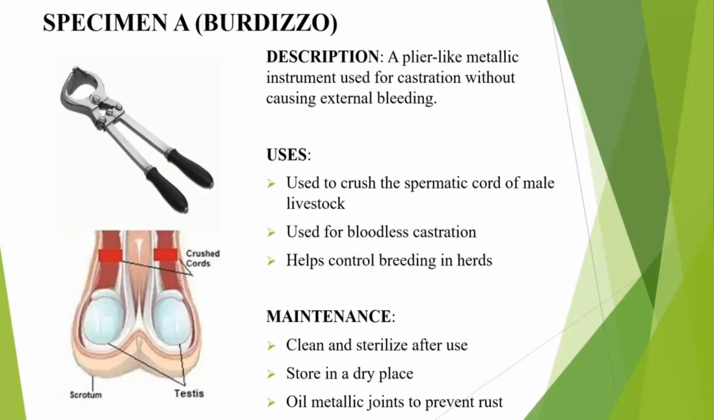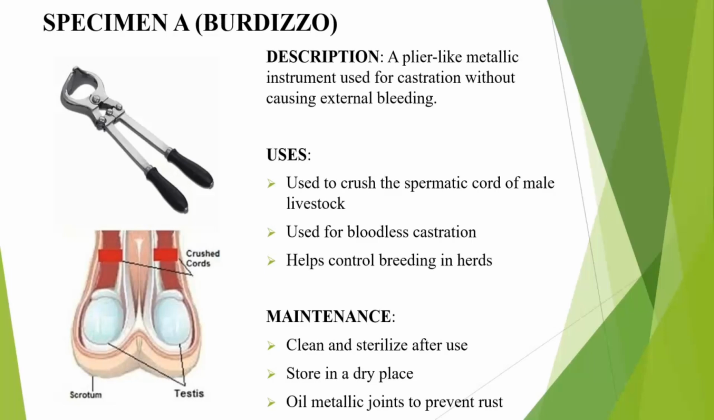What's castration? I've talked about castration, removal of the male reproductive gonad to render the animal infertile, and we are doing that in a bloodless manner, in the sense that less blood is lost during the process. It's not a process that leads to heavy bleeding. And thirdly, it is used to control breeding in herds. So what does this mean? If, for example, there's an animal that loves breeding a lot and we remove the testes, the urge for the animal to want to breed will reduce.